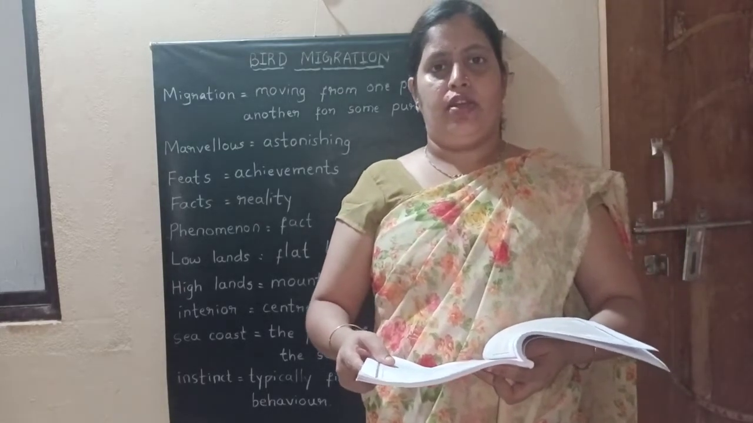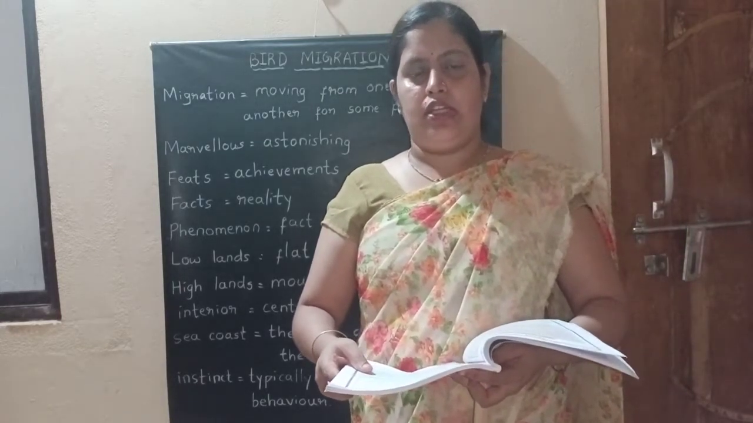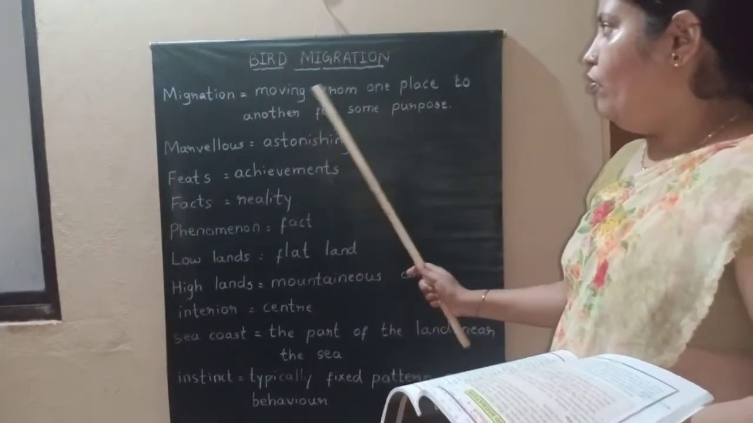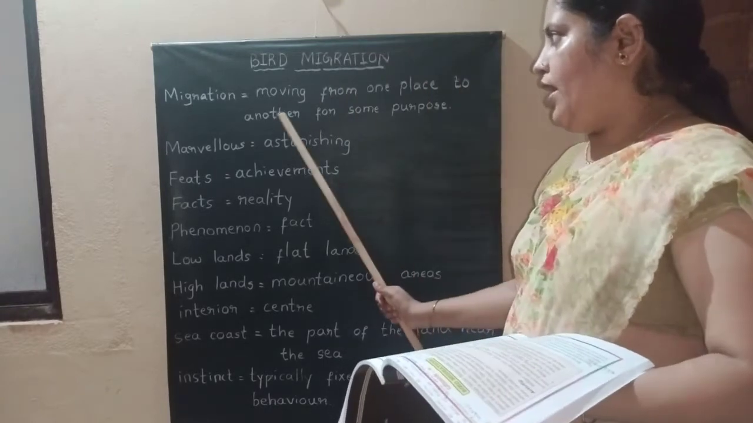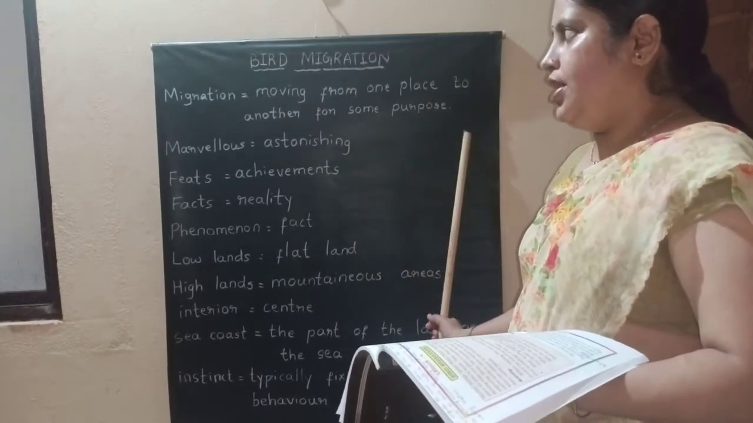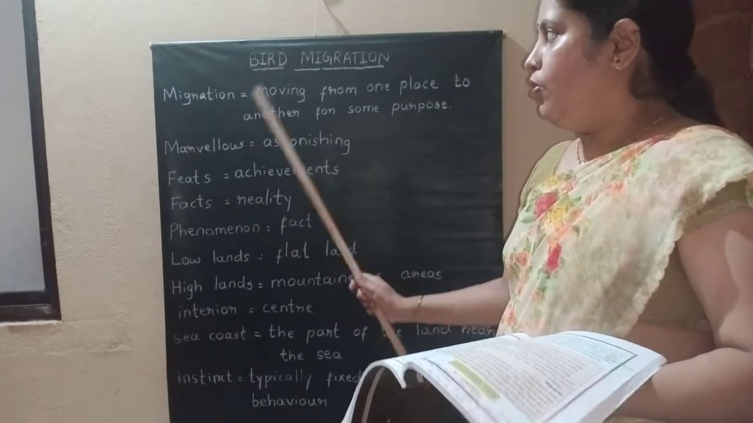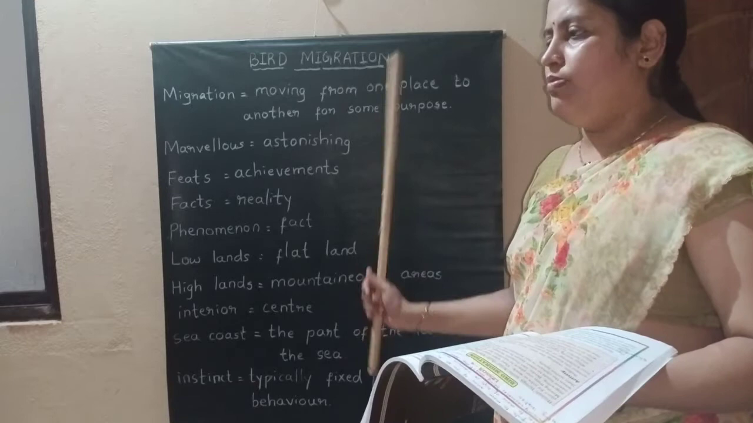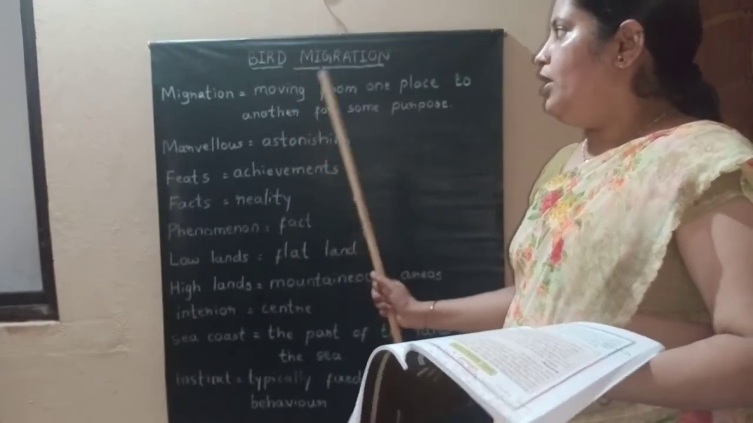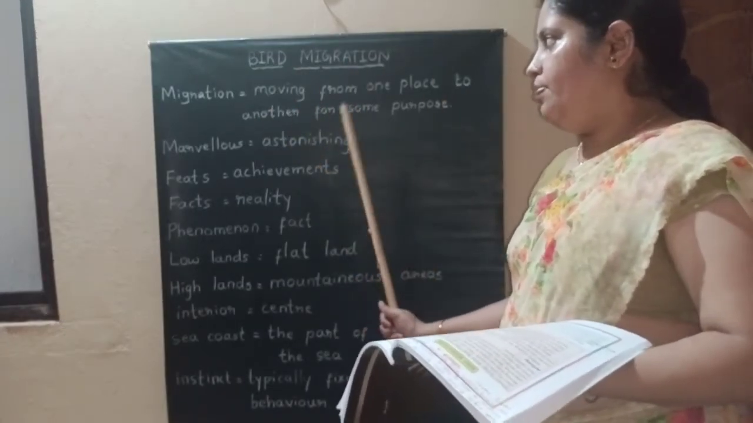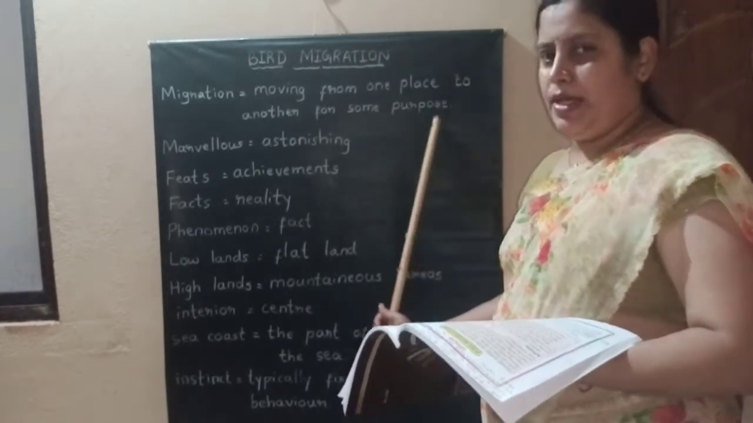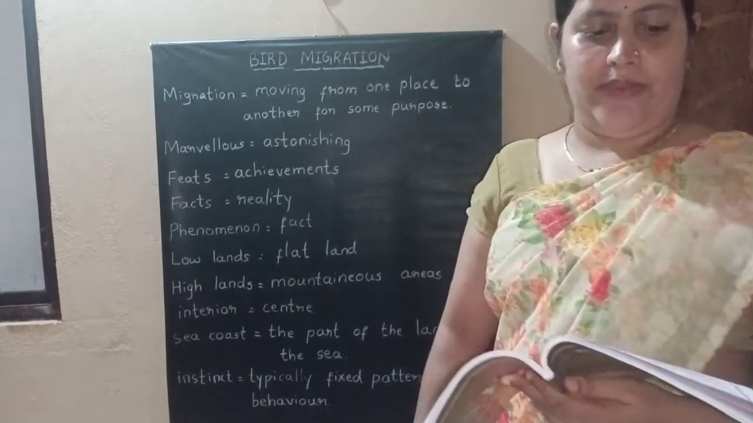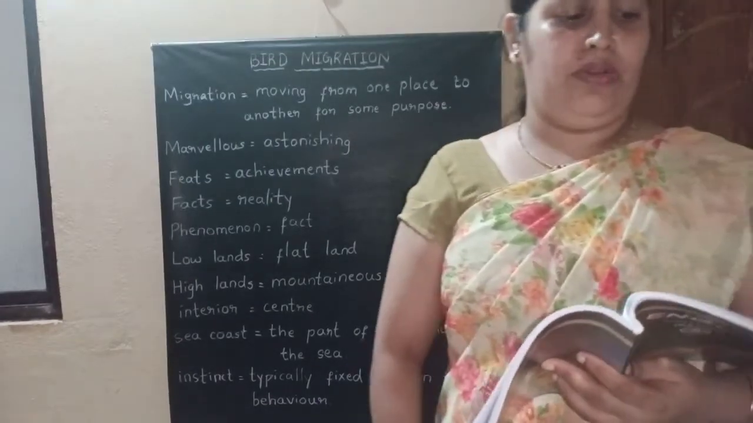Bird migration. Before going through the lesson, we'll know what is migration. Migration means moving from one place to another for some purpose. So migration means what, children? Movement from one place to another, maybe human beings, animals or birds. So movement from one place to another place for some purpose. Purpose means reasons, for some reasons. Okay. Human beings. So we'll go through the lesson.